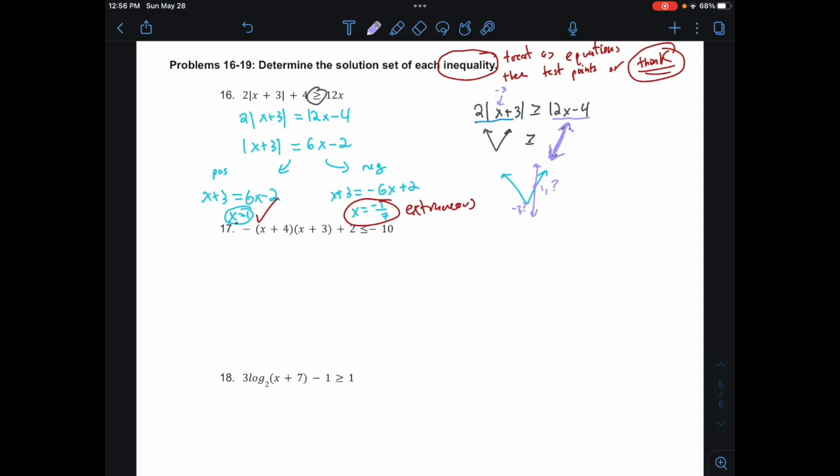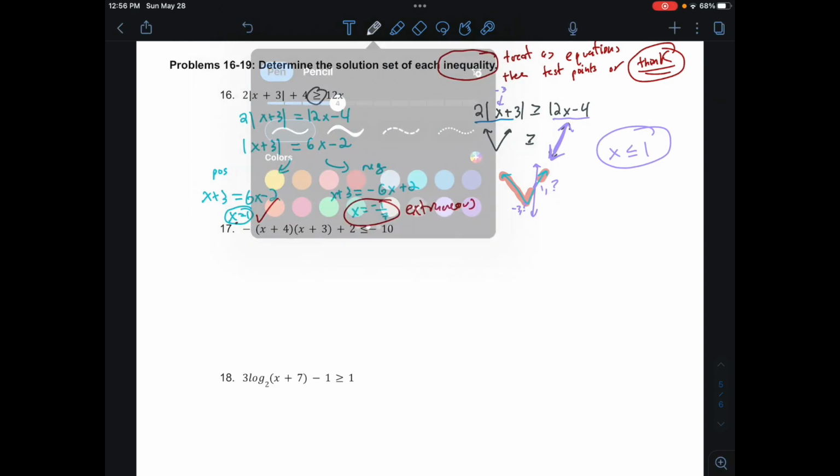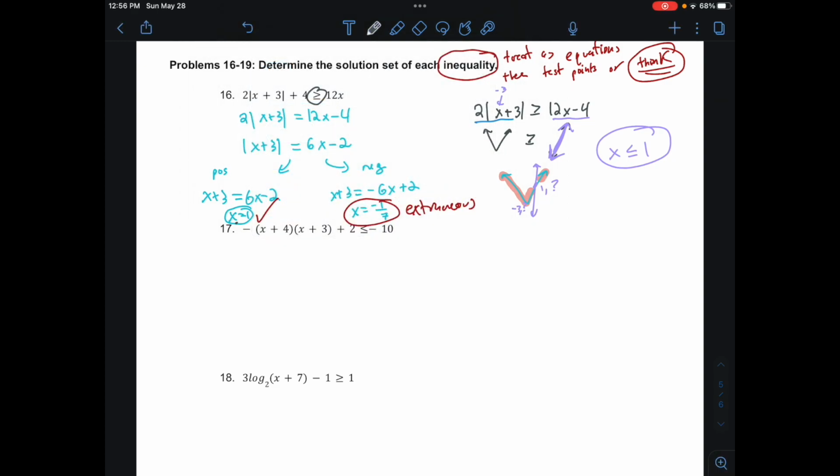So if I know it works there, and I want to know where my function, the absolute value, is greater than, well, if I look at this, it's clearly less than right here. Less clear, but still obvious, it's greater than here. So x is less than or equal to 1 is going to be my solution by thinking. Now, if that seems a little wild to you, plot a number line. We can just test it.